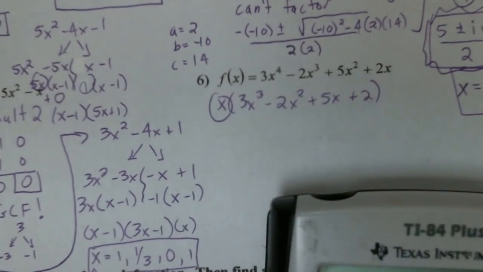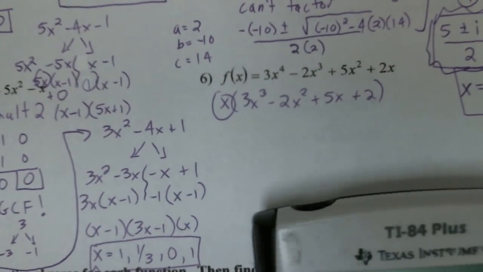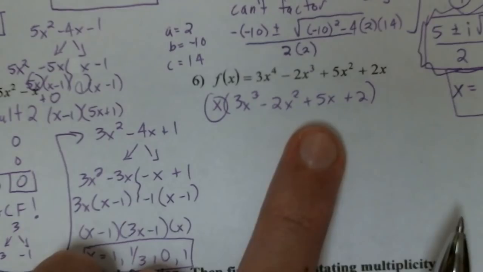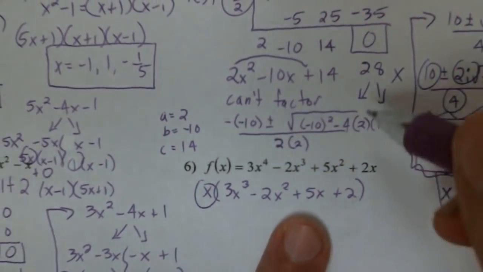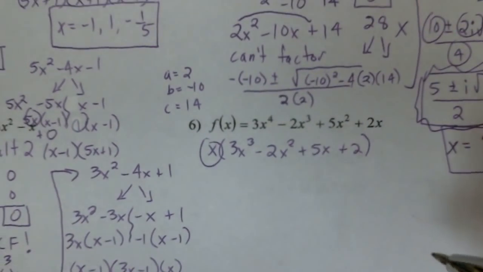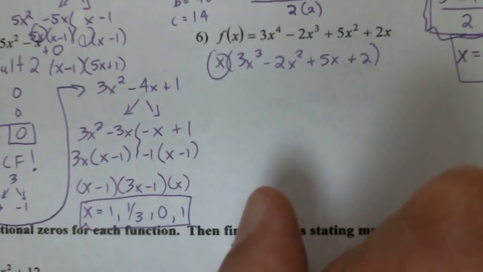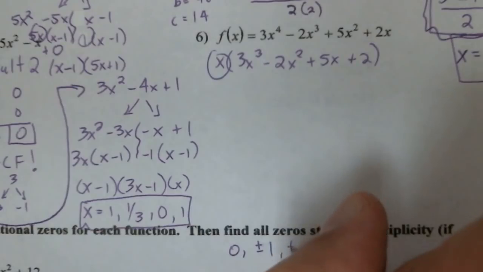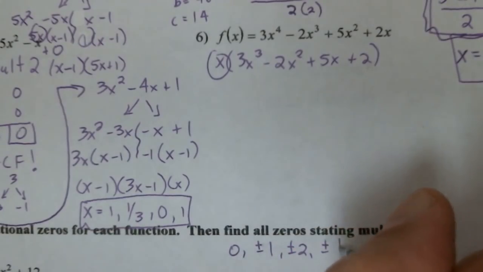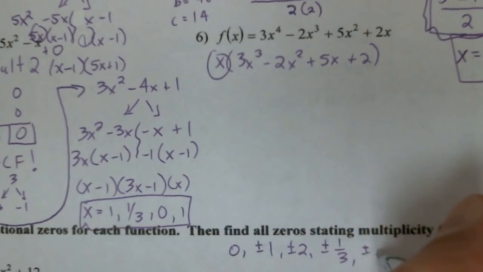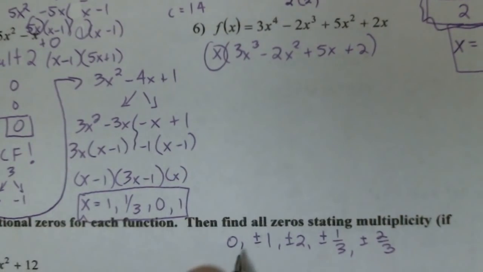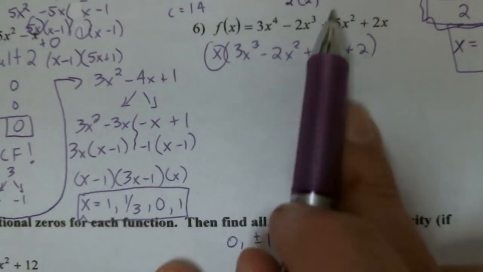So now I got to go back to my... Oh, I forgot to give you guys the possible rational roots for this. I'm gonna write it down here. Possible roots: we got 0, plus or minus 1, plus or minus 2, plus or minus 1/3, and plus or minus 2/3. Okay, so just keep in mind these are our possible roots for this problem.